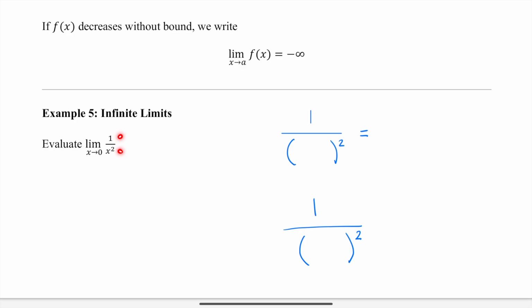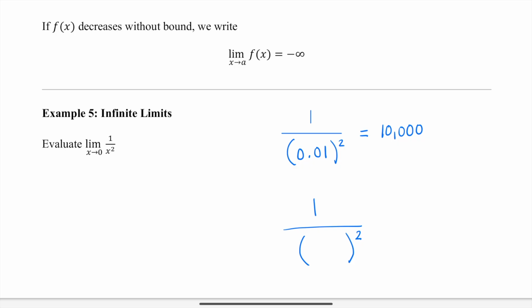So let's use an example. Say I let x be 0.01, and 1 divided by 0.01 squared is 10,000. Imagine if I choose a number that is even closer to 0 than 0.01, then this number gets even larger.